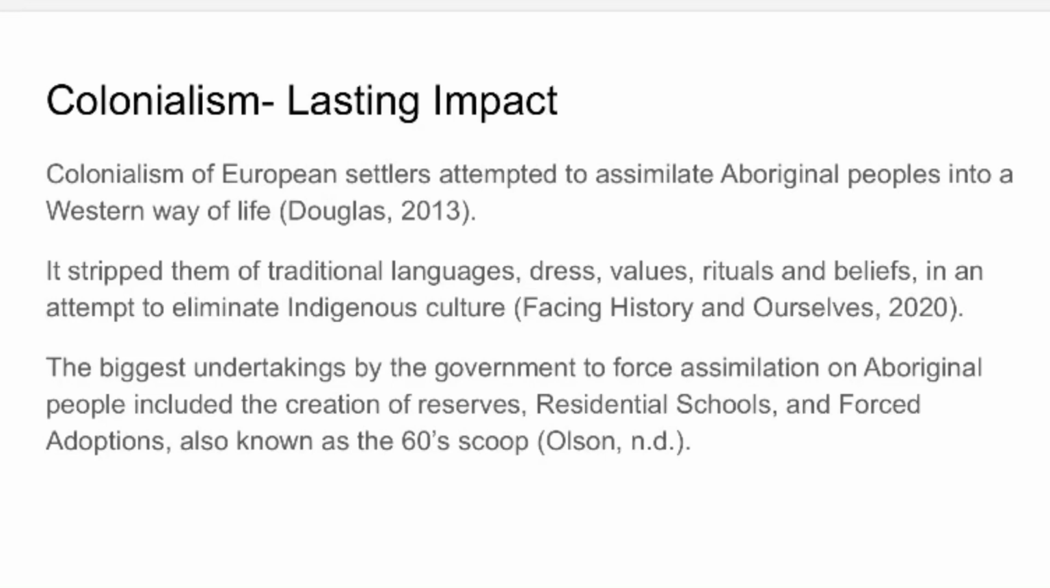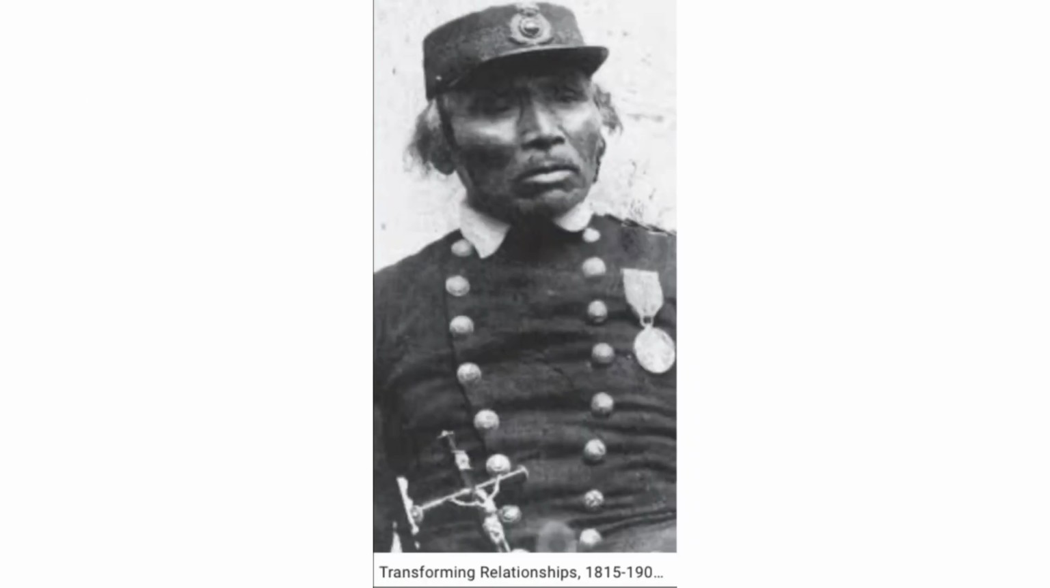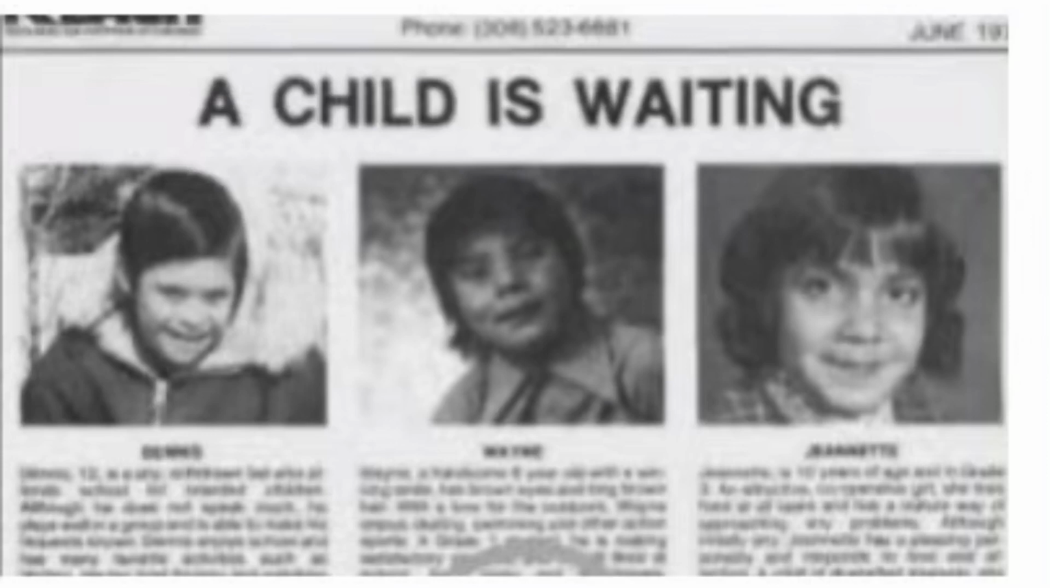Colonialism, lasting impact. Colonialism of European settlers attempted to assimilate Aboriginal peoples into a Western way of life. It stripped them of traditional language, dress, values, rituals, and beliefs in an attempt to eliminate indigenous culture. The biggest undertakings by the governments to force assimilation on peoples included creation of reserves, residential schools, and forced adoptions, also known as the 60s Scoop.